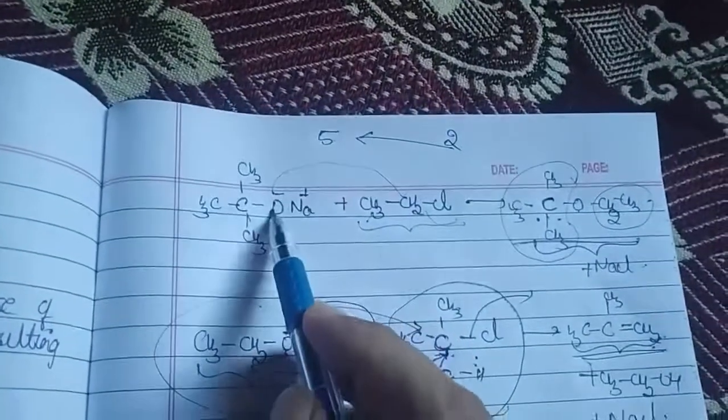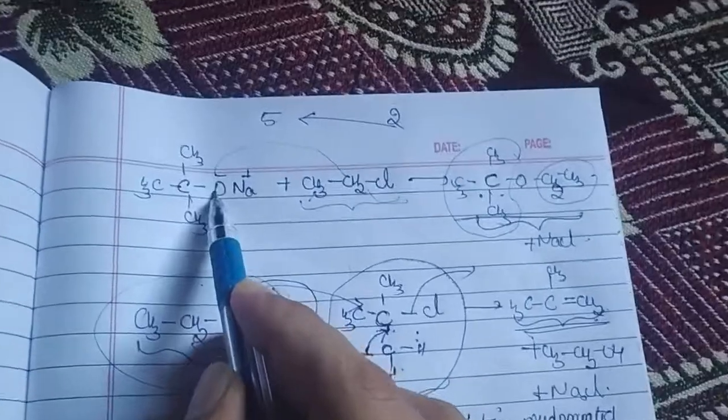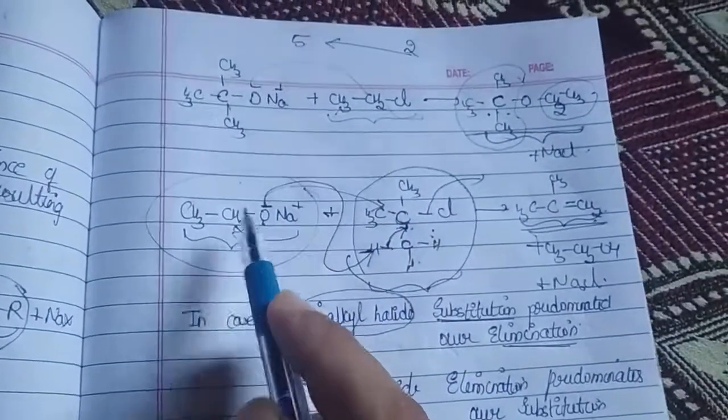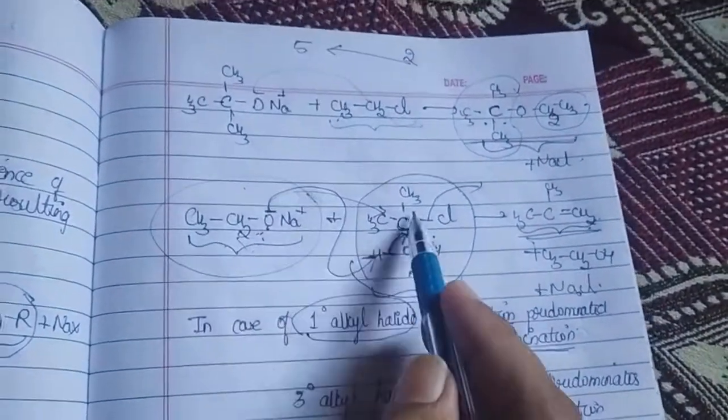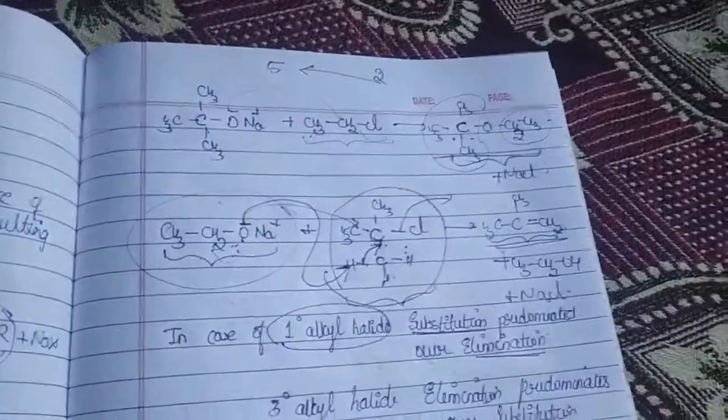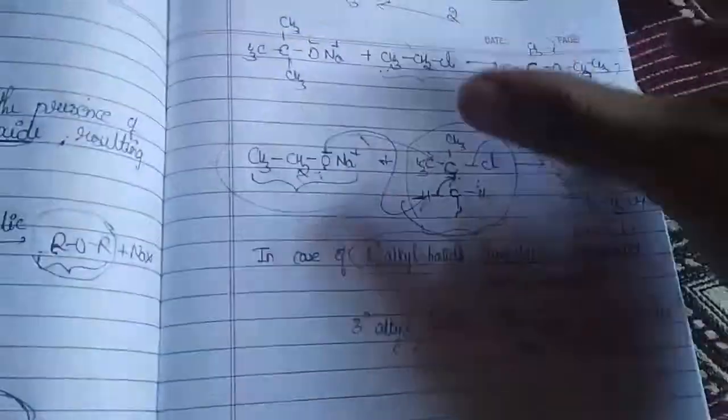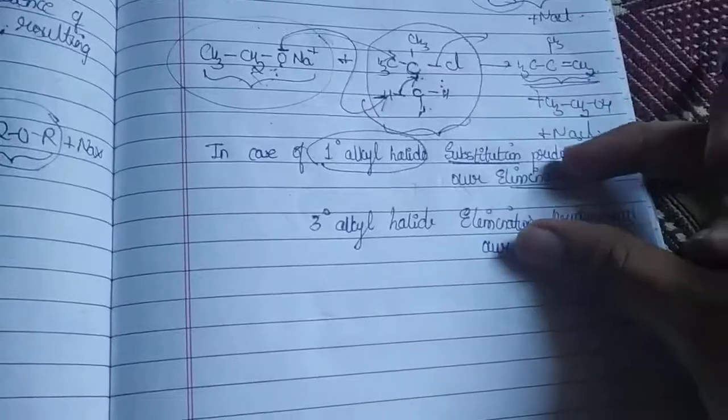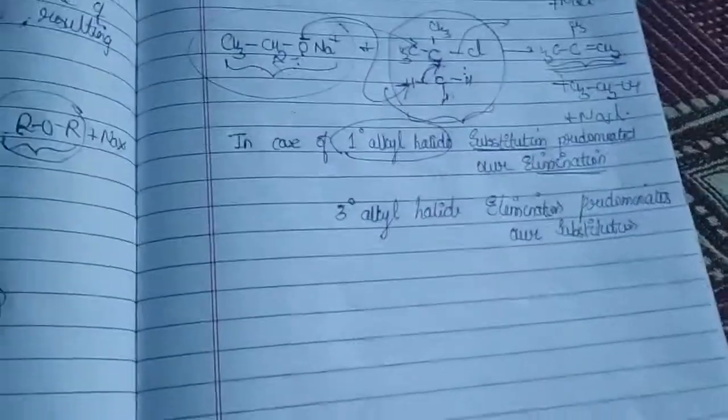In the first part the nucleophile acted as a nucleophile itself, but in the second case the nucleophile is acting as a base to abstract a proton to give you the alkene. So this is the overall part, and I have finished it in just two lines. So this is the way of making the note.